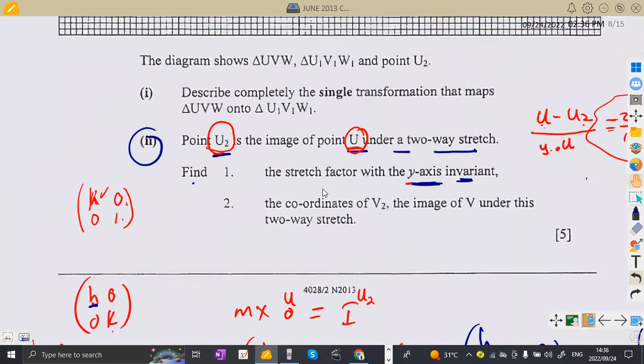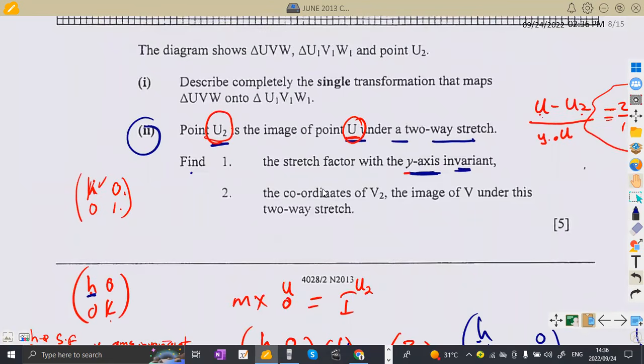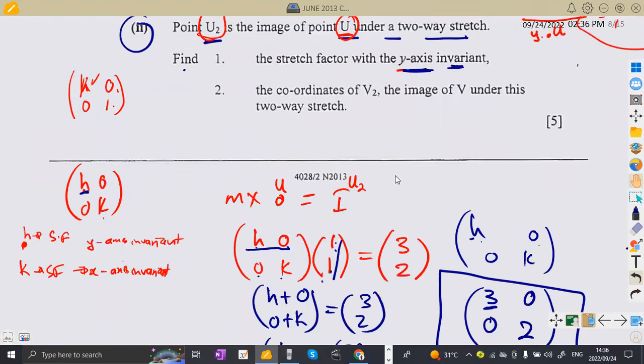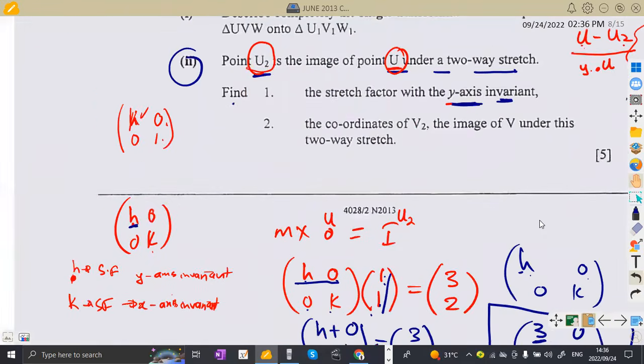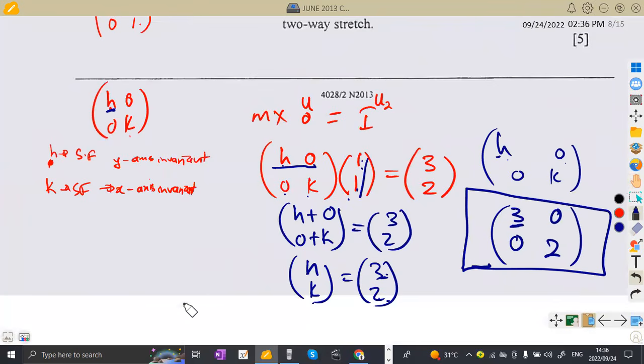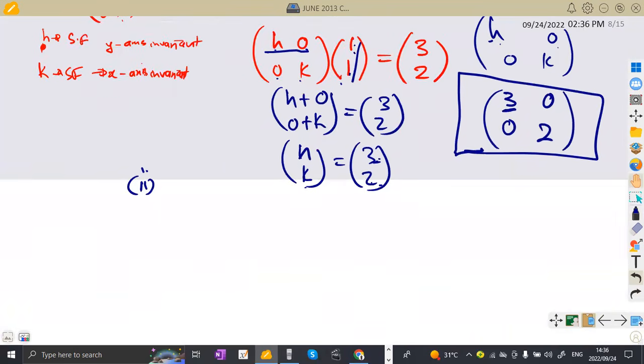And now the question: calculate the coordinates. So actually we needed this matrix because that is the only way that we can now calculate the coordinates of V2, the image of V under this two-way stretch, which means under this matrix that we have here. This is what we are going to have. So this is the second part, our item 2 here. So what we simply know, guys, is that this part does not change. Matrix times object should give us the image. So this is our matrix (3, 0; 0, 2) times the object.